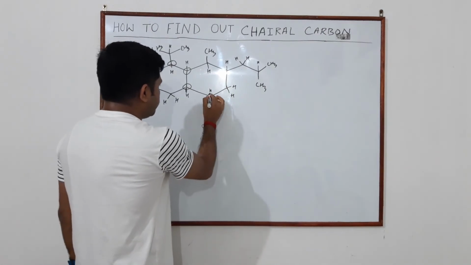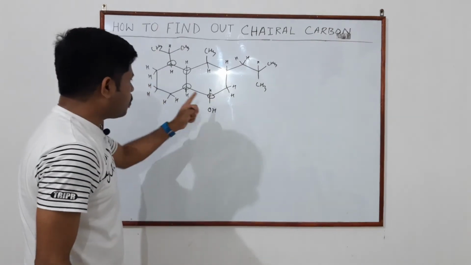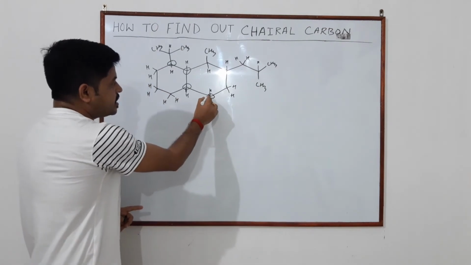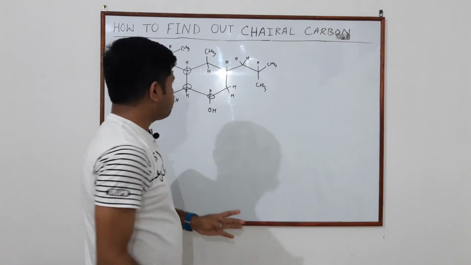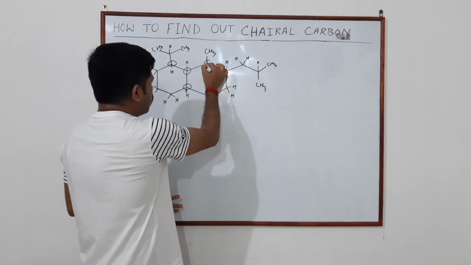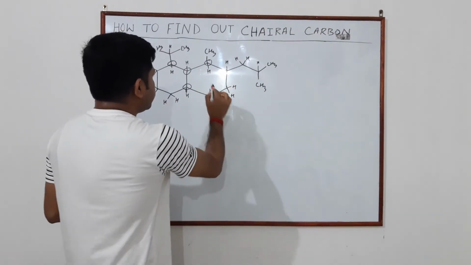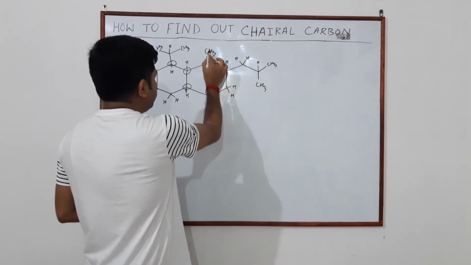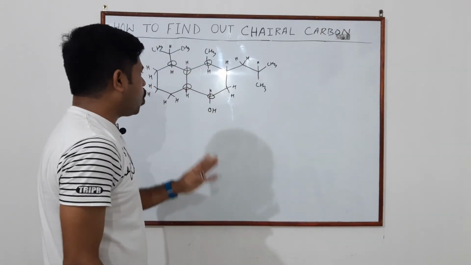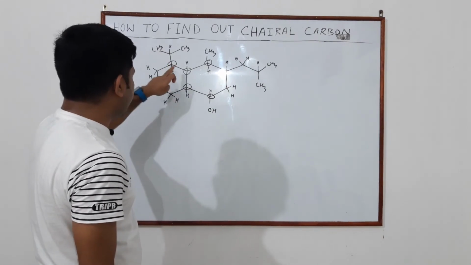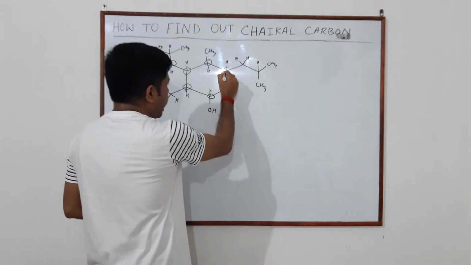If I am talking about this center, I am giving one circle here. This carbon is also chiral because you can see this carbon is attached with 4 different atoms or groups of atoms. Another one about this carbon: this carbon is also attached with 4 different fragments. CH3, H, and the left part and the right part, all are different. So now we have 1, 2, 3, 4, 5 and the 6th one is here.